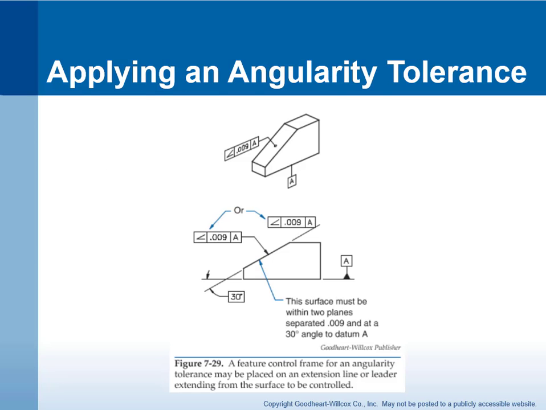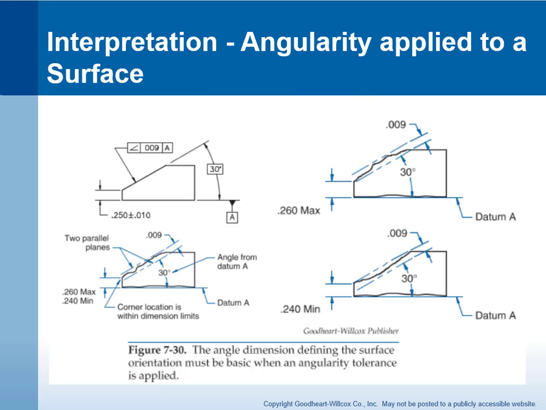So here's what we have. Here's that leader attached to a CAD model. Here is our drawing. We have a datum A. We have a basic dimension that defines the angle of that surface. And then we have the angularity at 9 thousandths. So what does that mean on my part? That's in this next slide here.